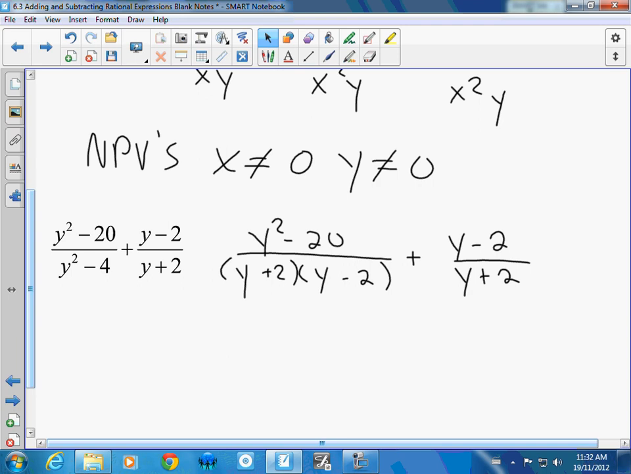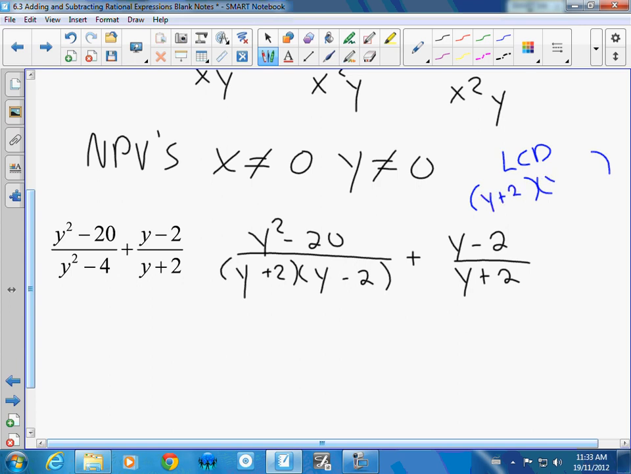No. In this case, look, do we have two y plus 2's? So we only need to use one of them. We have a y minus 2, we need that one. So what is our LCD in this case? Y plus 2 and y minus 2.